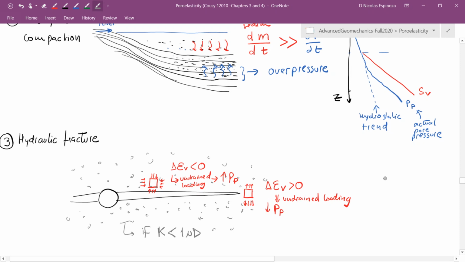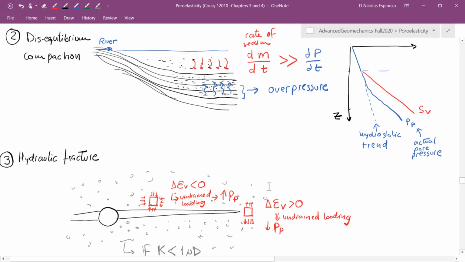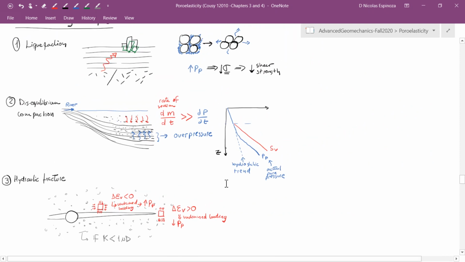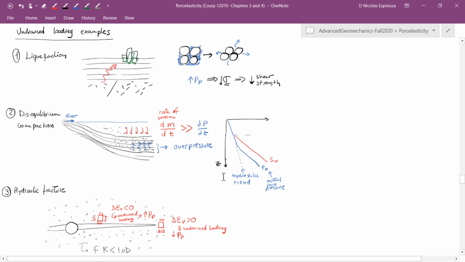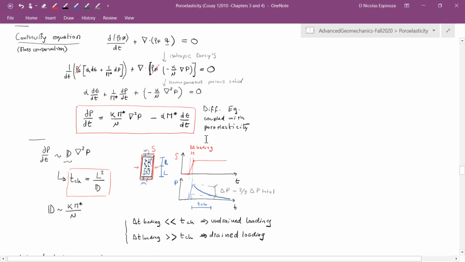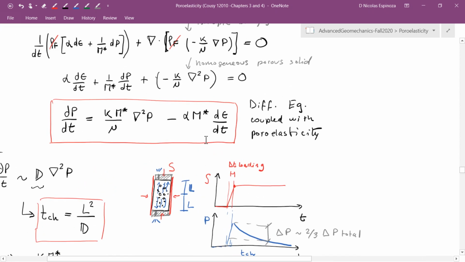Okay, so these are 3 examples of undrained loading, and I hope that these were useful in order to illustrate what we have presented today rigorously through the diffusivity equation of pore pressure coupled with poroelasticity.